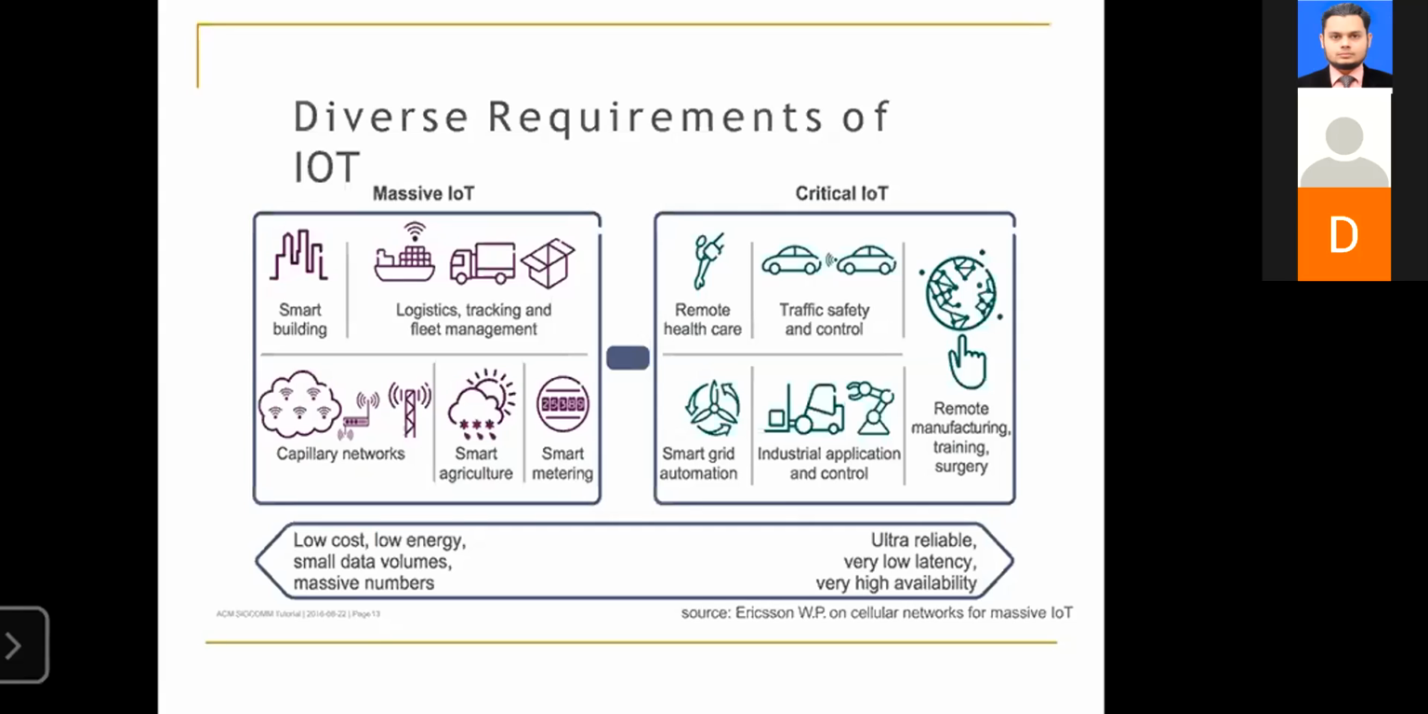On the other hand, we know that the number of IoT sensors is going to increase from billions to trillions. So to support that many massive sensor applications, we need a network capable of handling massive IoT. Massive IoT and critical IoT are not possible with fourth generation, or maybe possible only in limited applications. It also provides low cost, low energy, small data volumes, and massive numbers of IoT sensors.